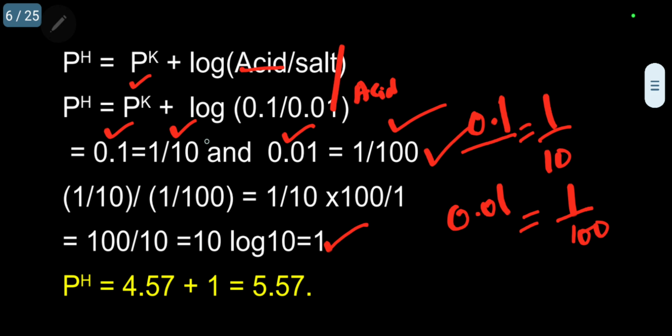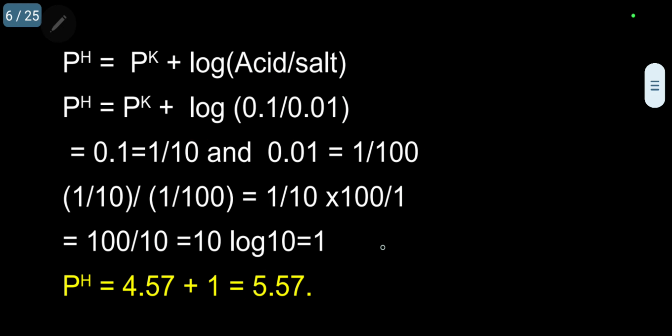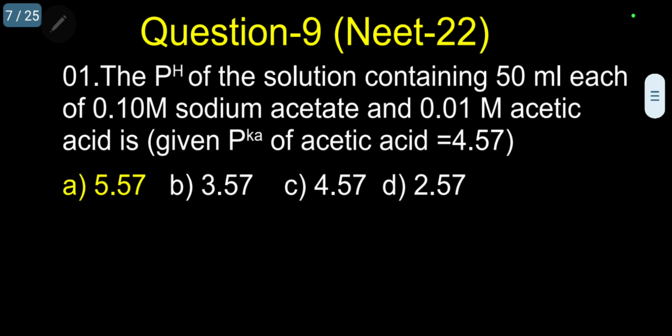So when log 10 is 1, and the pKa value is already given as 4.57, adding this we get 5.57. Very, very easy, provided you know the tricks. These tricks you must know. Okay, next question. The correct answer is A, pH value 5.57.